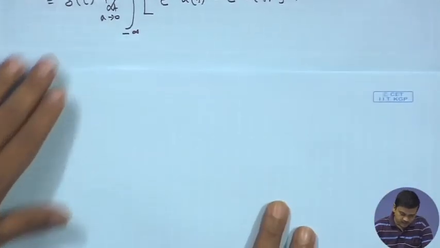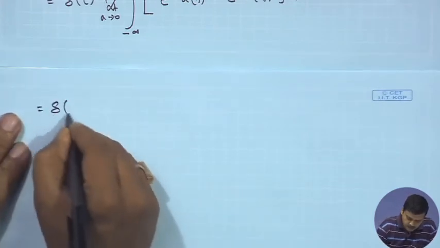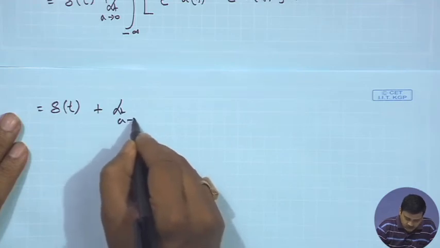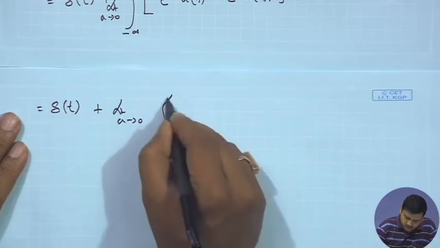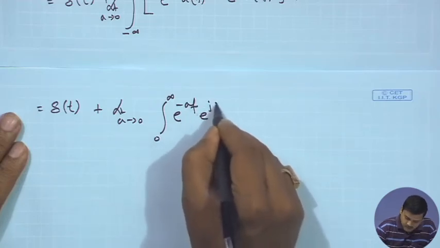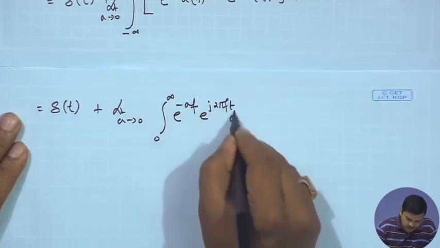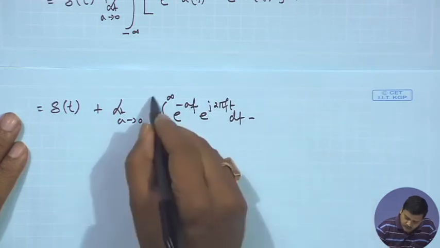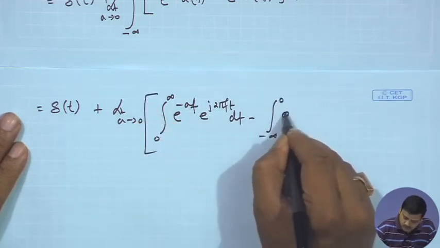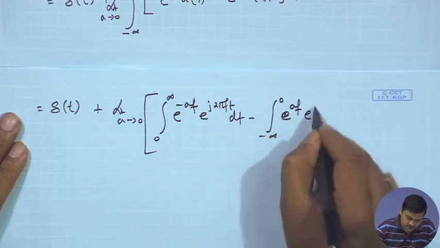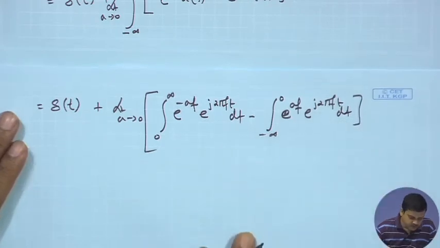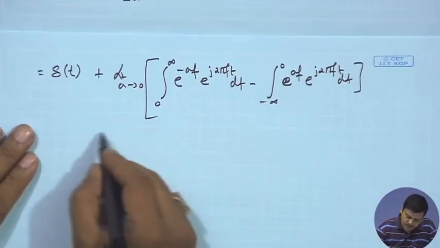In the next step, what you will get is delta t plus limit a tends to 0 integral 0 to infinity e to the power of minus a f e to the power of j 2 pi f t df minus integral minus infinity to 0 e to the power of a f e to the power of j 2 pi f t df, in a similar way as we did in the previous step.